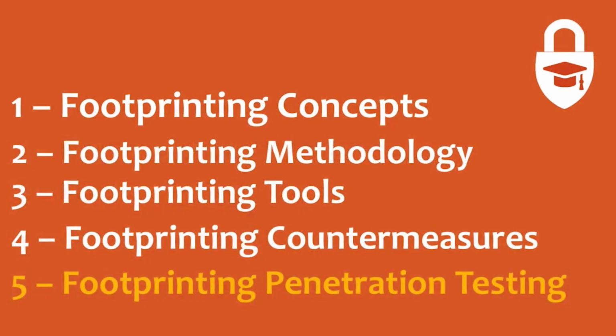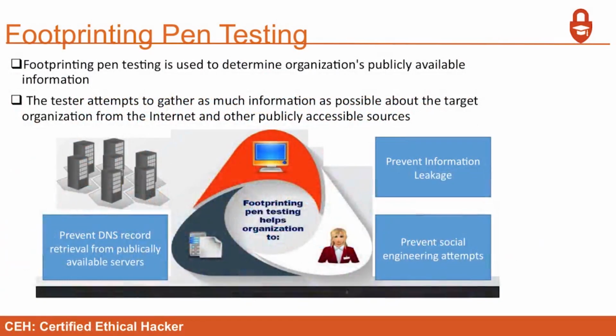So footprinting penetration testing. Footprint penetration testing is used to determine an organization's publicly available information. The tester attempts to gather as much information as possible about the target organization from the internet or other publicly available or accessible sources, to prevent information leakage, prevent social engineering attempts, and prevent DNS record retrieval from publicly available servers, so prevent zone transfers. And then footprinting pen testing helps organizations to do all of the following. So don't take this stuff lightly, it is a very big deal.